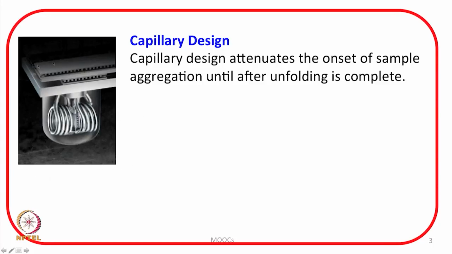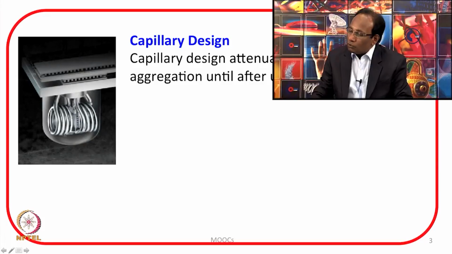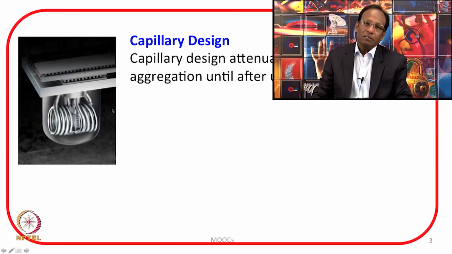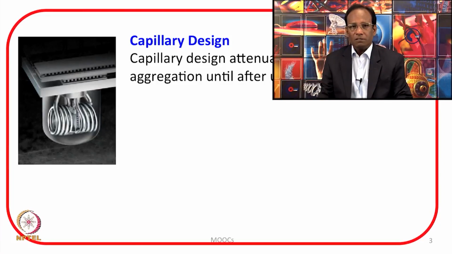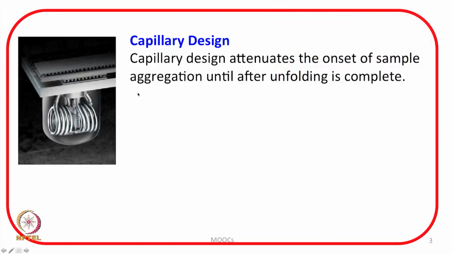This is a design which is capillary design, and you can see the cell will have one inlet and there will be another outlet. That means you can fill the sample from one side and it can go through the capillaries, fill the cells, and come out from the other side. So, this pair of sample and reference cell of the capillary design is the most suitable for biological systems, and that is what is commented over here: the capillary design attenuates the onset of sample aggregation until after unfolding is complete.